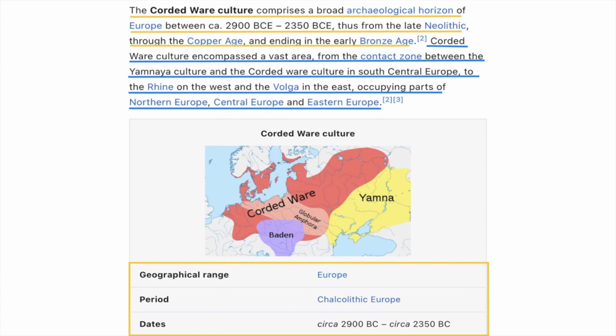The Corded Ware culture comprises a broad archaeological horizon of Europe between circa 2900 BCE through 2350 BCE, thus from the late Neolithic through the Copper Age and ending in the early Bronze Age. The Corded Ware culture comprises a vast area from the contact horizon between the Yamnaya culture and the Corded Ware culture in South Central Europe to the Rhine on the west and the Volga in the east, occupying parts of Northern Europe, Central Europe, and Eastern Europe.